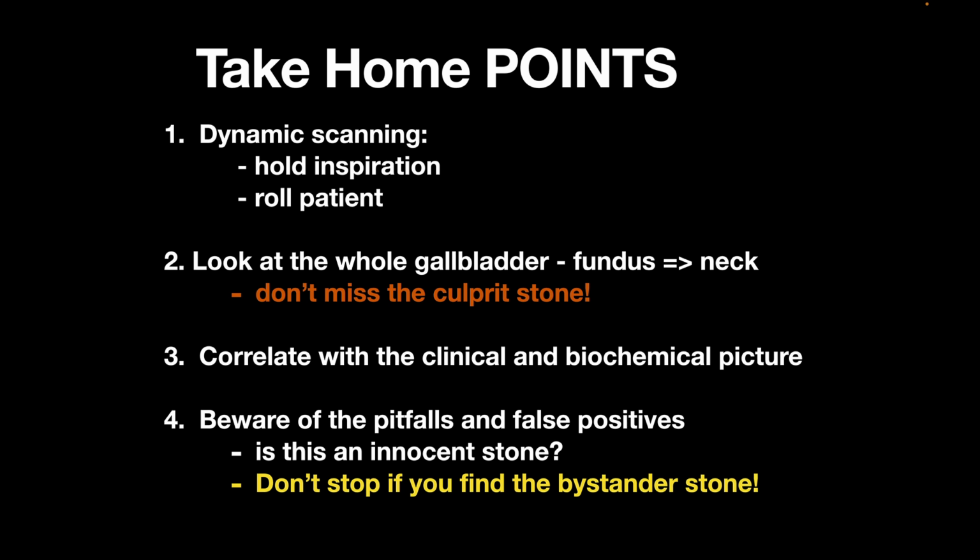Correlate always with the clinical and the biochemical picture. Work out if the biochemistry is suggesting obstruction, then you need to find that obstruction. If the clinical picture doesn't sound like gallbladder symptoms and you see gallstones, they're probably just innocent bystanders, and you need to integrate that into your decision making. And just be aware of all those pitfalls and false positives that we mentioned at the start. There's lots of things that can look abnormal in gallbladders.